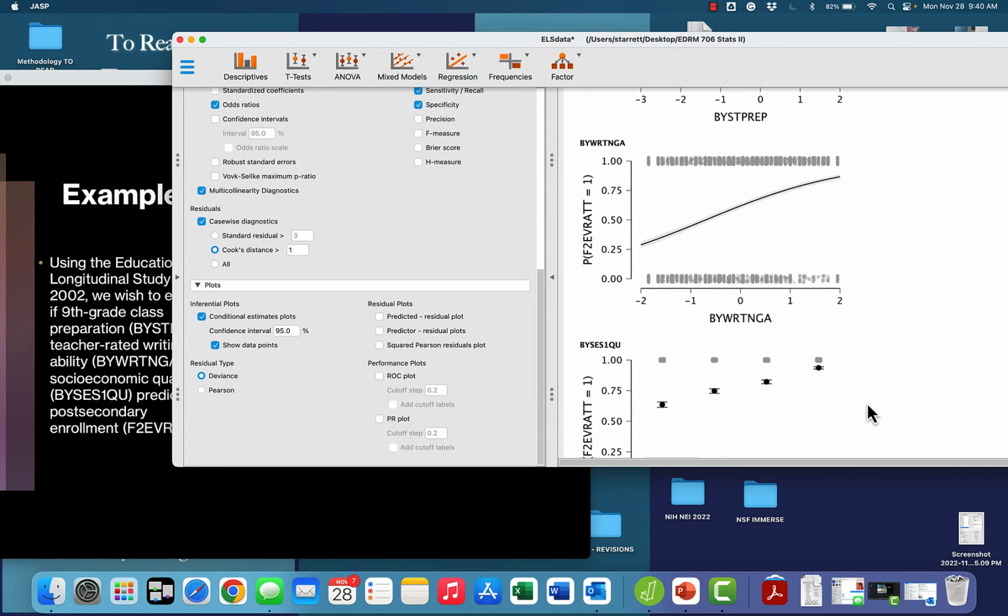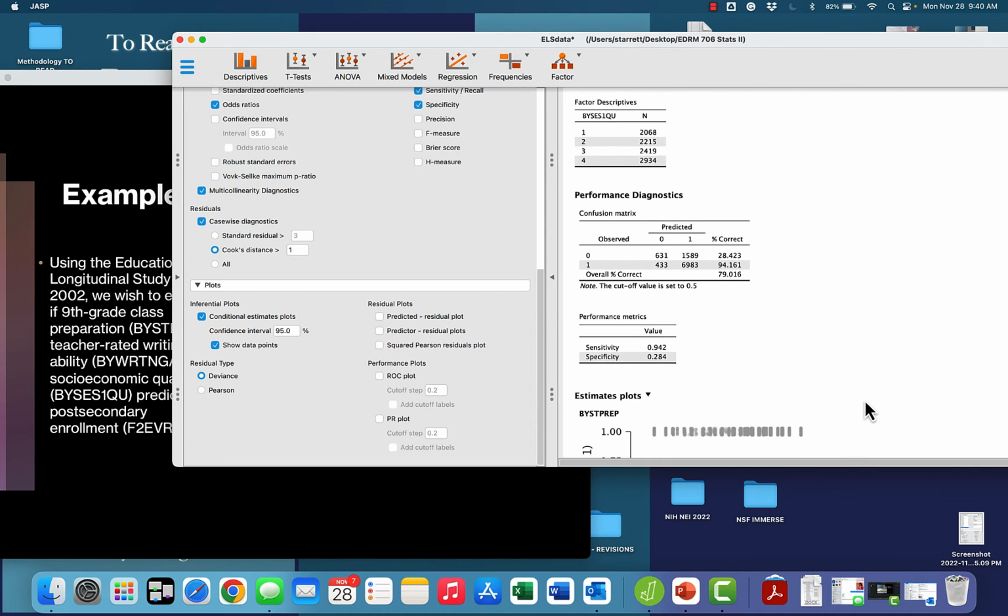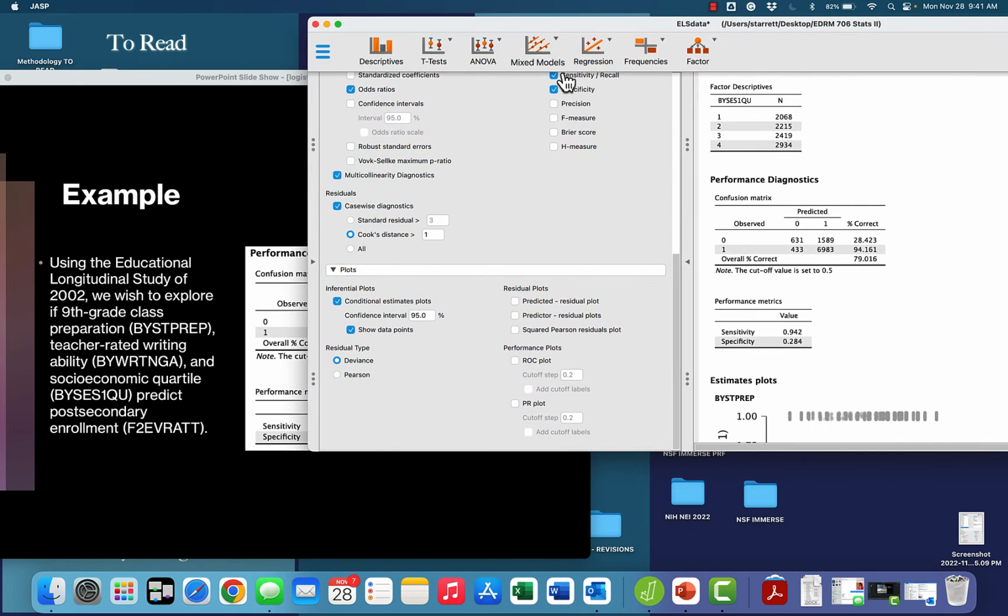All right, let's take a look at our performance diagnostics. We've got 631 true negatives, 6,983 true positives. The model correctly predicted 79% of the cases. Our sensitivity is 94.2%, and our specificity is 28.4%. So 94% accuracy with true positives and 28.4% accuracy with true negatives.